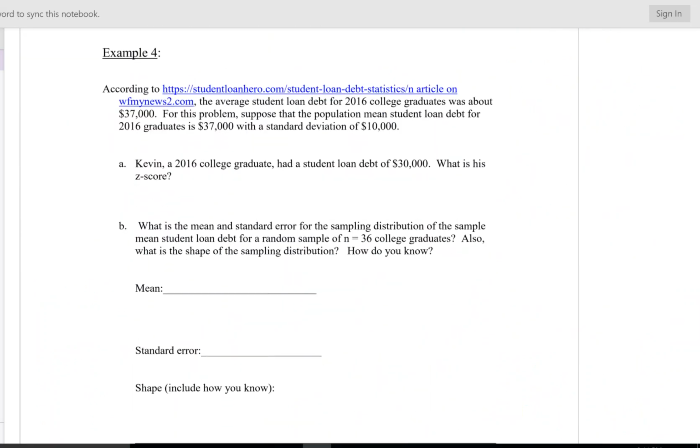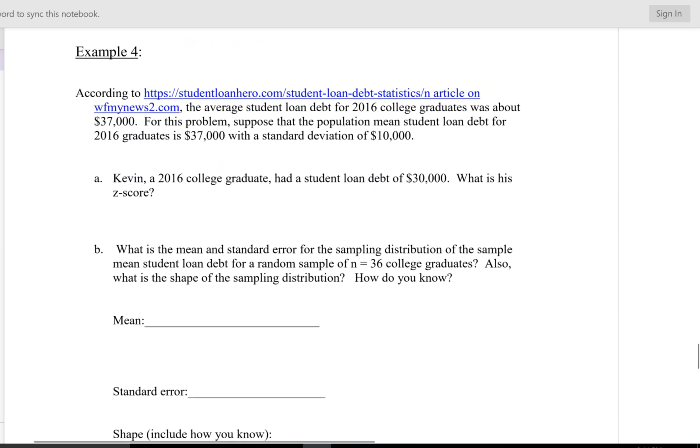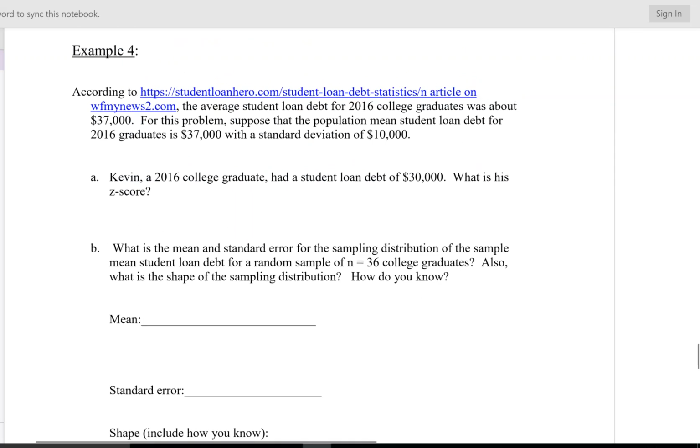In example 4, we're looking at the average student loan debt for 2016 college graduates. It was about $37,000. So let's suppose for this problem that that is indeed the population mean student loan debt. And let's also assume that the population standard deviation is $10,000. All right, so I'm going to write this key information down. So I'm going to write mu equals 37,000. Sigma, that's the population standard deviation, is $10,000.